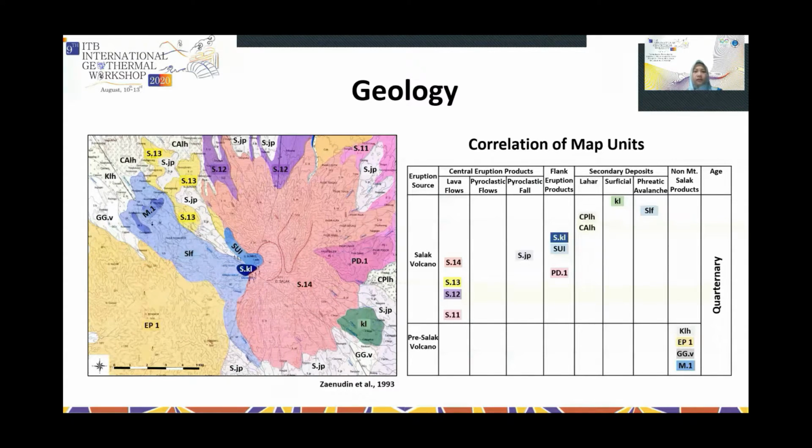The Salak volcanic products itself consist of 4 episodes of lava flows from Salak volcano, pyroclastic airfall deposit, which consists of scoria and pumice, Gunung Sumbul lava flow, lava dome, several lahar deposits, and phreatic avalanche deposit in the northeast.